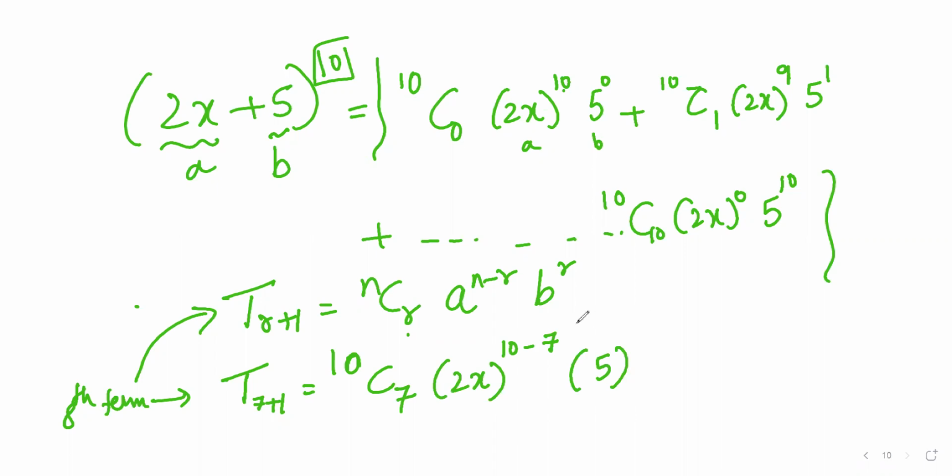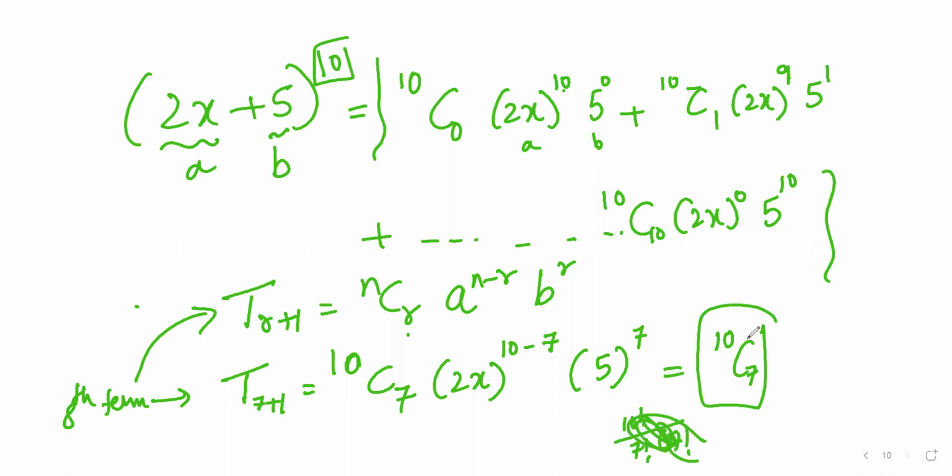R is, what is R here? It is 7. So that would be 10C7, and you can compute the value: 10 factorial by 7 factorial into 10 minus 7, which is 3 factorial. That we can take later. As of now, if it's big numbers, you can leave it at 10C7, 2x to the power of 3, 5 to the power of 7. 5 power 7 is too much, it's not required. 2 cube, 5 cube, up to cubes we can find. 2 cube is 8. And 10C7 we can compute.